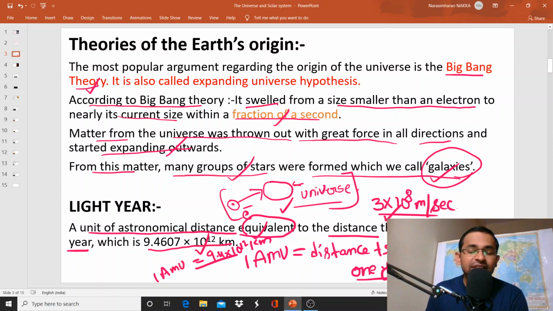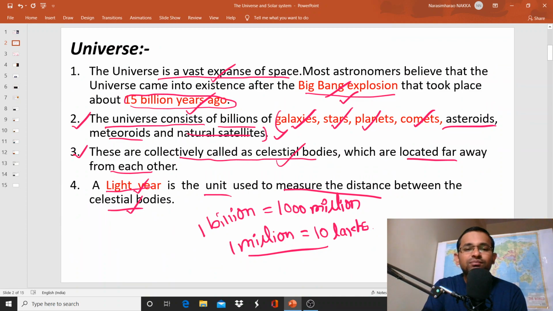So in this way, the distance is measured between the objects or celestial bodies. For example, if I say the distance between the Earth and planet B is 3 light years, that means the distance is equal to 3 into 9.4 into 10 power 12 kilometers. So that is the meaning of this astronomical unit or light year. It is used to measure the distance between the celestial bodies.